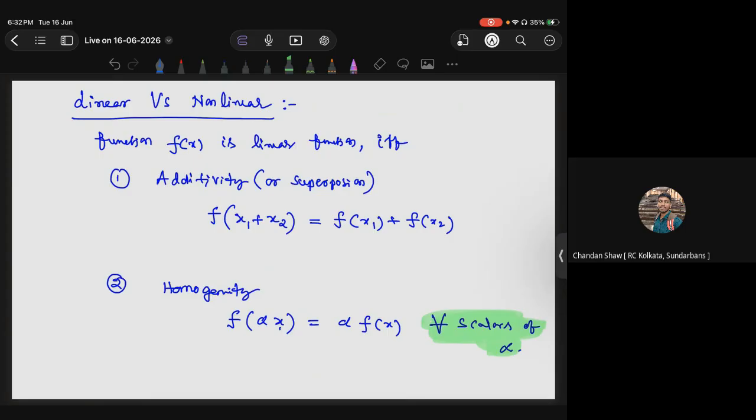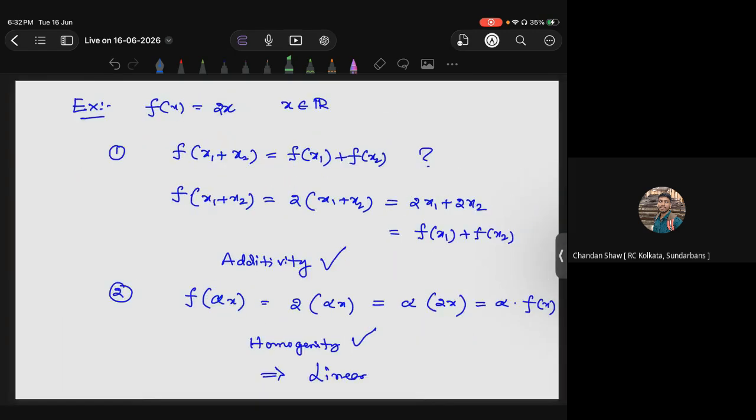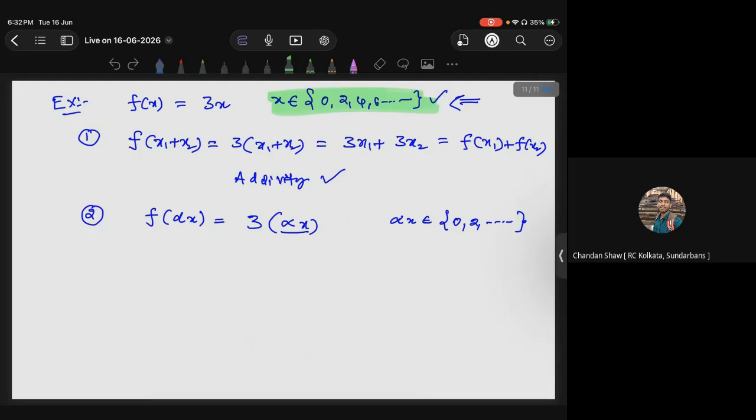Got it? This has to be true for all scalar values of alpha, not just for 0, 2, 4, 6, etc. What if I take alpha equal to 1.2? If I take alpha equal to 1.2, I cannot use that function, correct? If I take alpha equal to root 3, I cannot use that function. If I take alpha equal to -2, I cannot use that function.